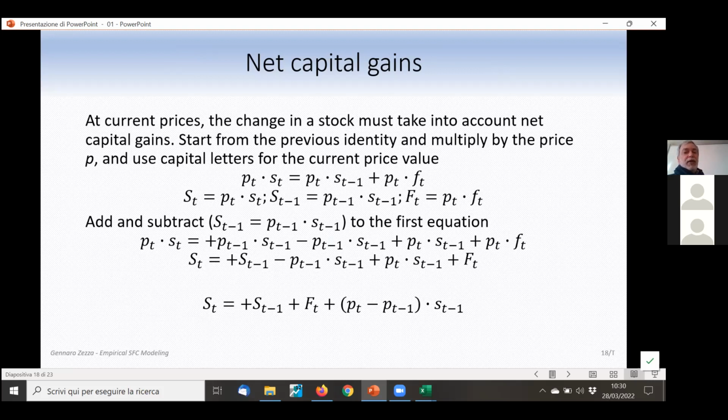Now, if you use capital letters to denote dollar values, current price values, and we add and subtract capital S_{T-1} to the right-hand side, we can rearrange the terms and have that the market value of houses S_T is equal to the market value last year plus the value of houses being built during the year plus the net capital gains. The net capital gains are given by the change in the market price times the stock in real terms.